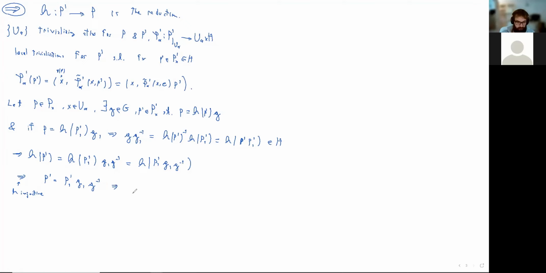In particular, now if we look back at this map, G is phi alpha prime, and we substitute this P with this P1 prime, G1, G inverse, X P1 prime, G1, G inverse times G. But of course, these two cancel out because P prime is a principal bundle. So we can bring things outside.